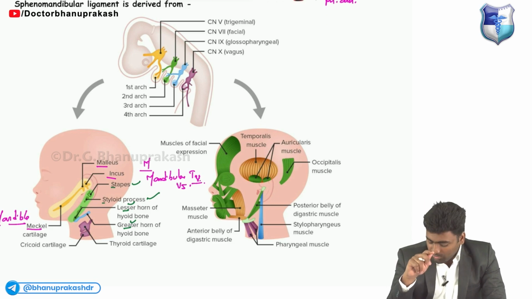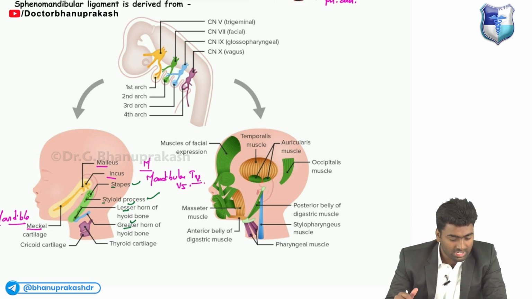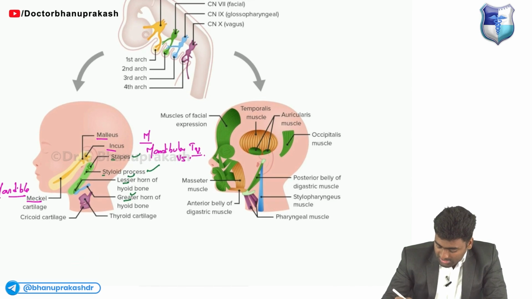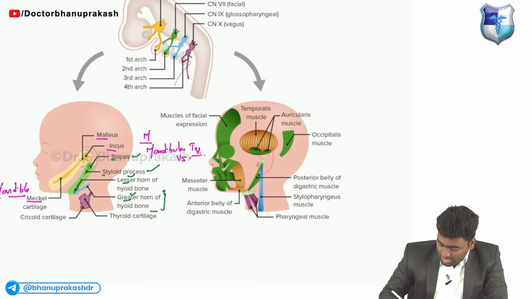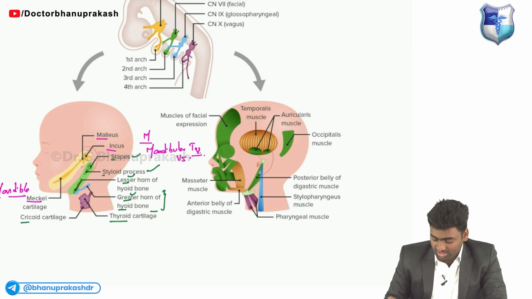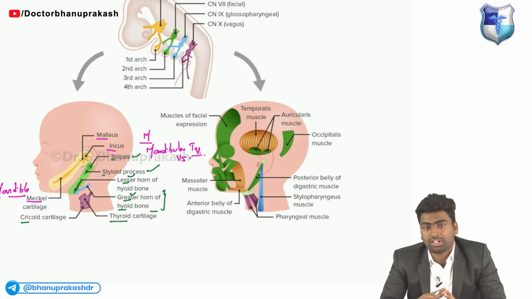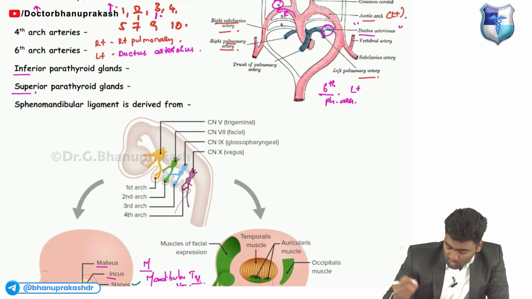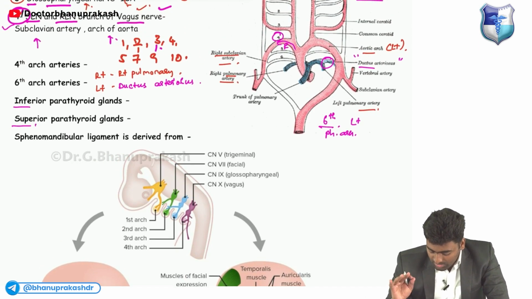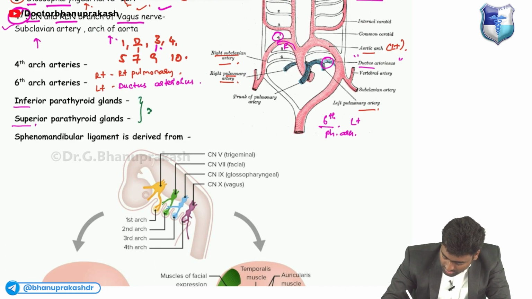So the second arch will give rise to the lesser horn of the hyoid bone. Okay, and the third arch will give rise to the greater horn of the hyoid bone. And the fourth arch will give rise to the cricoid and thyroid cartilages. Okay, fine. These are the arch derivatives that you must know for the pharyngeal arches. And as I told you, the two parathyroid glands will get their origin from the third and fourth pharyngeal arches.